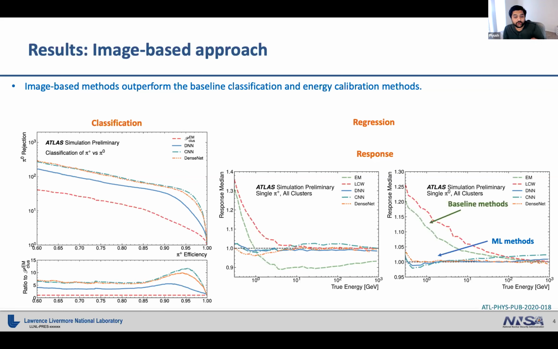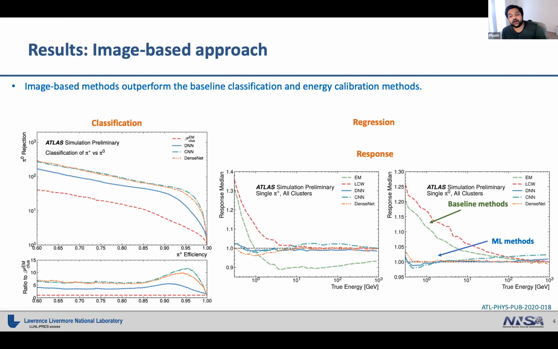Here you're looking at the response of the regression model, and by response I mean the curves are a ratio of the predicted output versus the true output as a function of the true energy. And again we are comparing it with the traditional baseline methods, which are the EM and LCW scales, for the charged pions on the left and neutral pions on the right. And again, as you can see, the deep learning model showed a very significant improvement in the response.